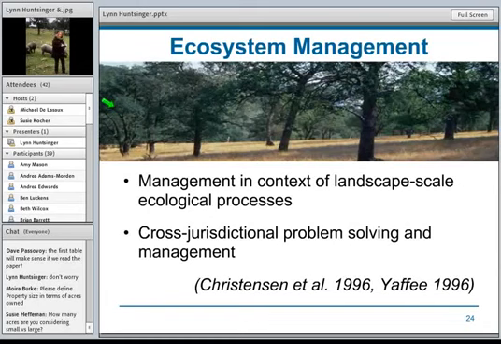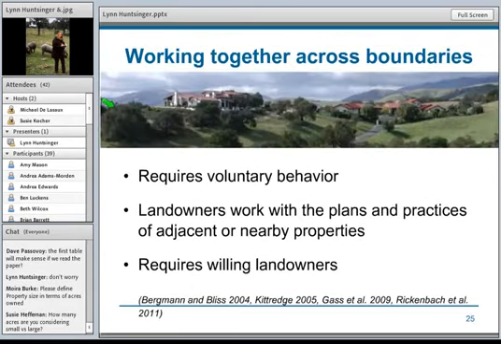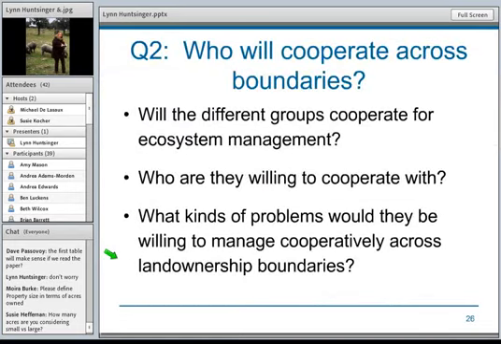Ecosystem management. Management in context of landscape scale ecological processes is important. We need to cross land ownerships, with agencies and landowners working with each other. For certain ecosystem goals, we need to work across landowner boundaries. So to do that, and there have been a number of research papers written on this topic, of course, it requires voluntary labor. It requires that landowners work within and with the plans and practices of adjacent or nearby properties. You have to appreciate those and work together. And of course, it requires willing landowners.